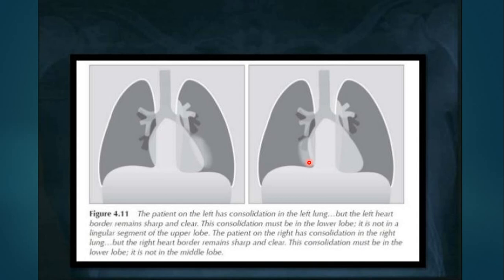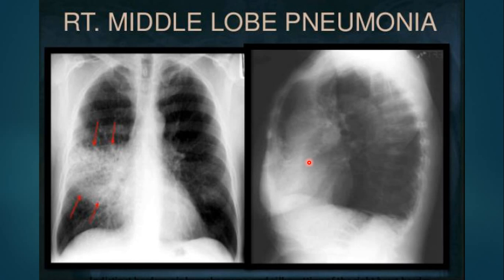So the presence of silhouette sign can help us decide where the lesion is, and the absence of silhouette sign also can help us decide where the lesion is. Okay? For example, let's see this case.